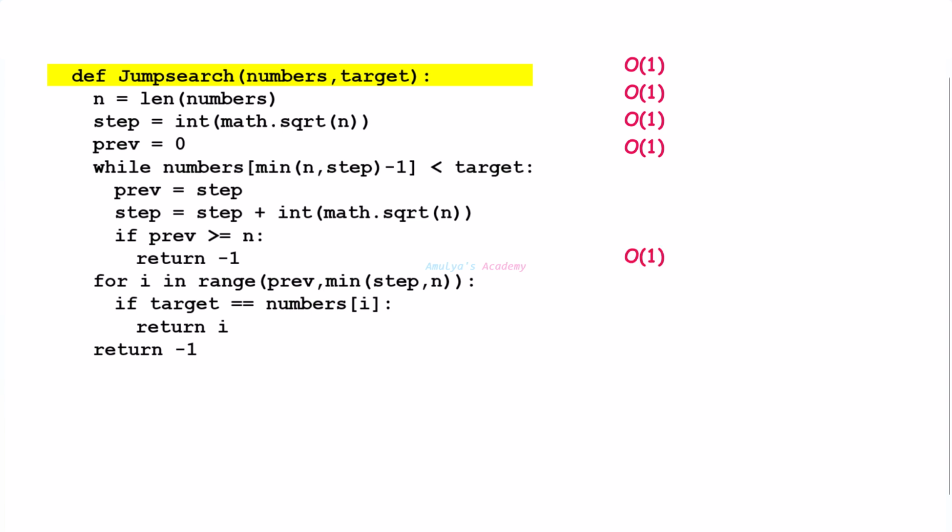And here i is a loop variable, constant space. Here we are not creating or using any data structure or recursion. This algorithm takes constant space. So space complexity of jump search algorithm is big O of 1. Okay, so this is about time and space complexity of jump search algorithm.